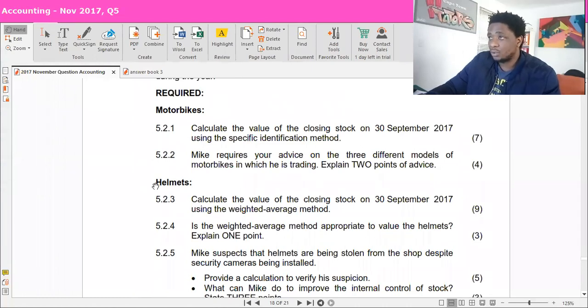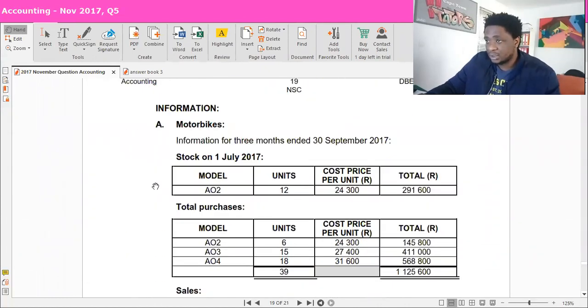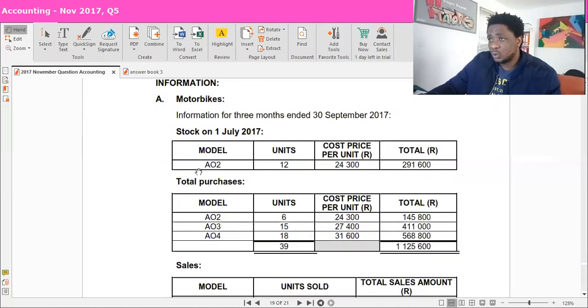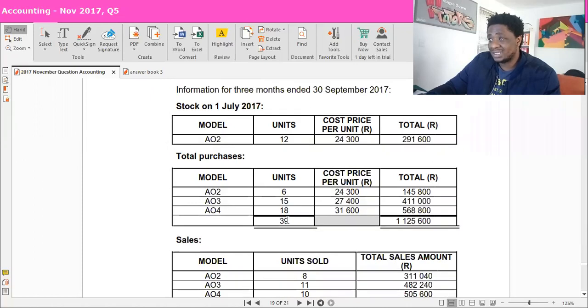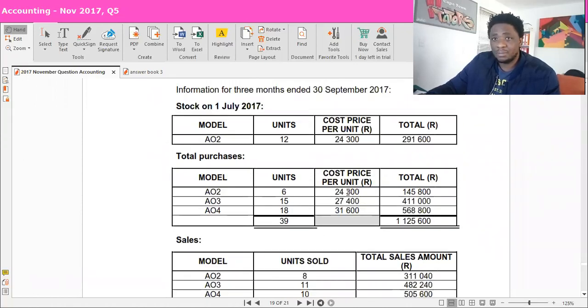So they say, Mike requires your advice on 3 different models of motorbikes in which he's trading. Explain 2 points of advice. So let us look at these motorbikes. What I identified is that the AO2 first isn't selling that well, and we seem to be buying a lot of it because we had 12 units, and then we bought 6. But we only managed to sell 8. And this is the cheapest of these models that is not selling.